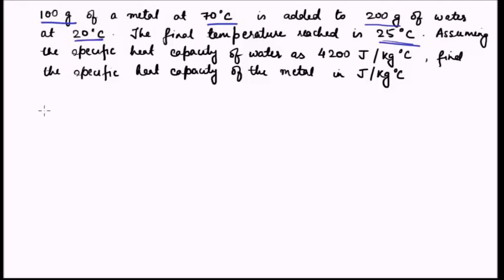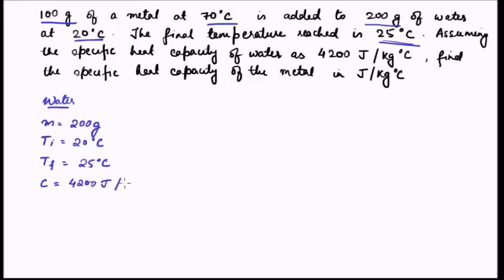So let us begin with the water side. Water, what do we know? We know that the mass is 200 gram. We know that the initial temperature was 20 degrees Celsius. We know that the final temperature is 25 degrees Celsius. Specific heat capacity of water is known to be 4200 joule per kilogram degree Celsius. But we know that the mass is in grams. So either we convert the mass into kilogram or the specific heat capacity into grams. What I will do is I will convert the mass into kilograms. So this mass 200 gram is equivalent to 0.2 kilogram.